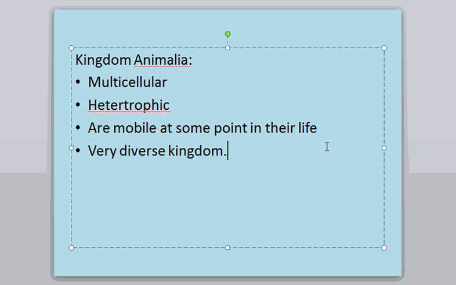And we just kind of know from looking at the different animals out there that it is a very diverse kingdom. So we're going to continue looking at classifications, and hopefully looking at kingdoms and domains has helped you to understand why we classify organisms the way we do.